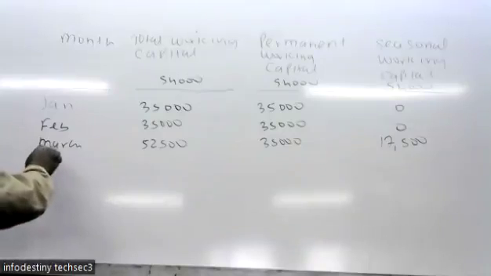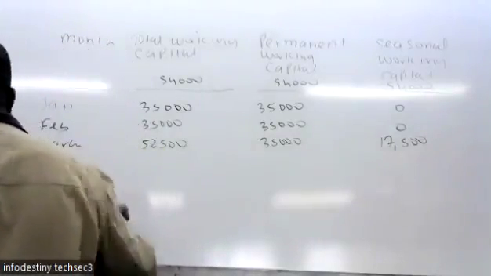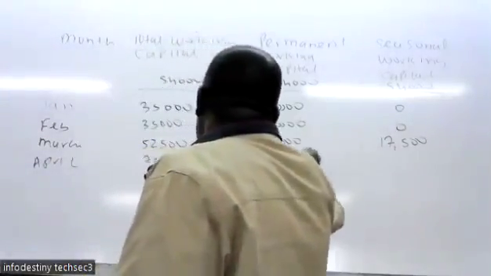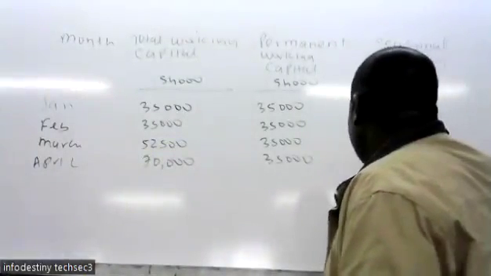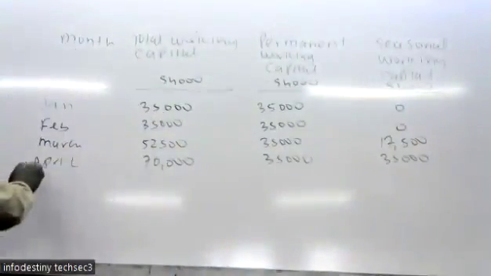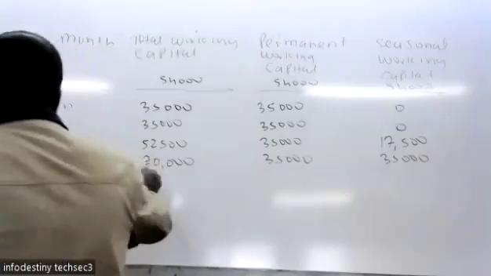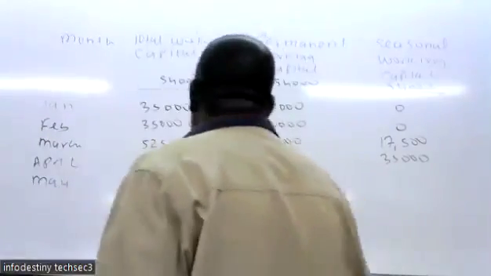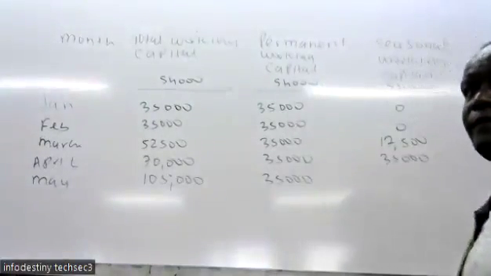You go to the next month, which is April. For April, we have 70. Permanent is not changing, it's 35. When you minus 35 from 70, we are left with also 35. Then you go to the month of May. Permanent is 35, so you subtract that 35 from 105.